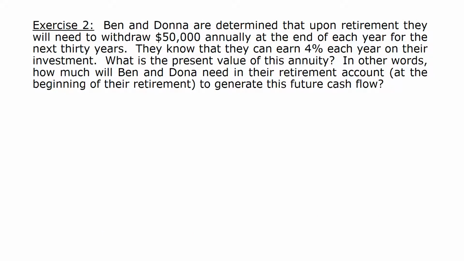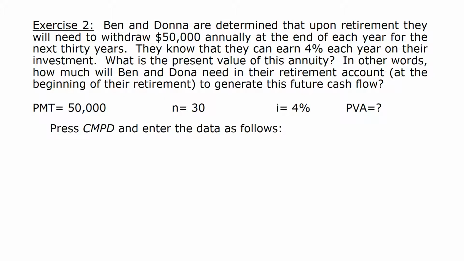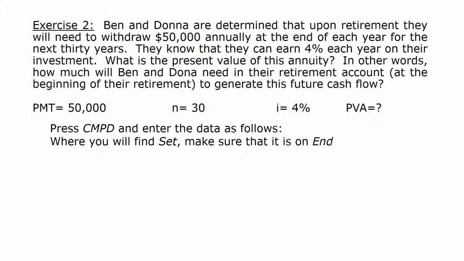Here is exercise 2 again. You might want to pause the video and do it on your own and then come back and check your answer. So we have a payment of 50,000, number of time periods of 30, interest rate of 4%, and we are again trying to solve for the present value of an ordinary annuity. So let's do it together. Press compound, make sure you delete all the values from the previous activity, and then go to set and make sure it is on end.